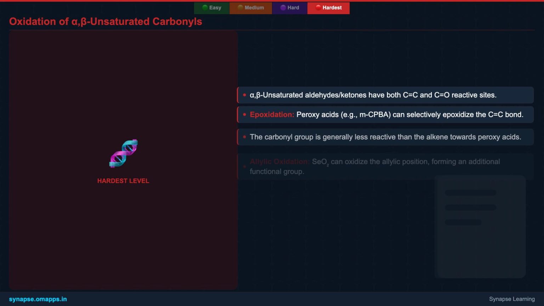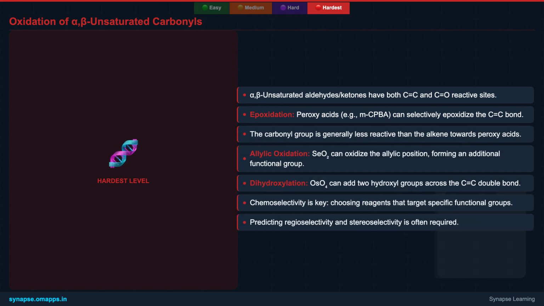Oxidation of alpha, beta-unsaturated aldehydes and ketones presents another layer of complexity. Here, you have 2 reactive sites, the carbonyl and the double bond. Reagents like peroxy acids can selectively epoxidize the double bond, leaving the carbonyl untouched. Conversely, reagents like SeO2 can target the allylic position. Understanding this chemoselectivity, which part of the molecule reacts, is essential for designing precise synthetic strategies and is a common area for JEE Advanced questions.